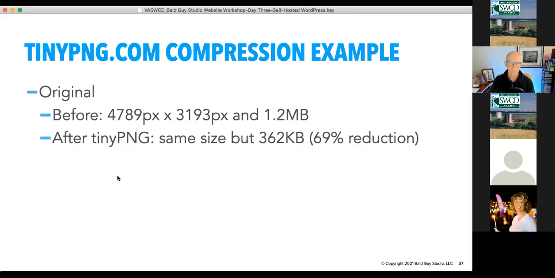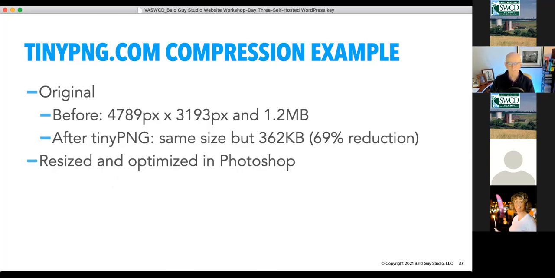This is within the range of what you want for your website. I generally try to keep all images under 500 kilobytes, if at all possible, which is a half a meg. And so in this particular case, TinyPNG reduced it by 69%. You can also then go into Photoshop and resize and optimize it from there.